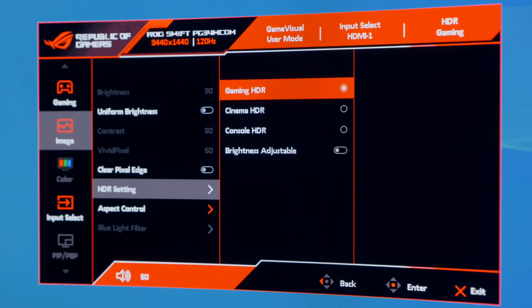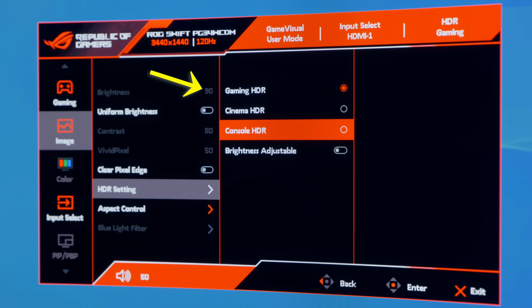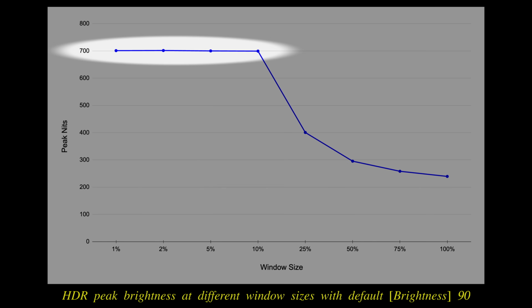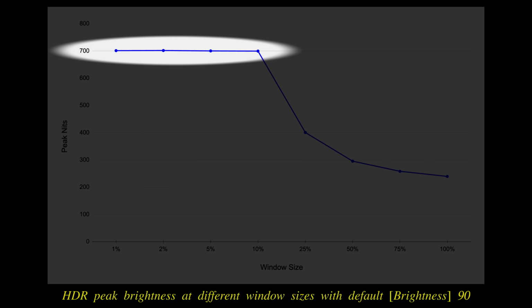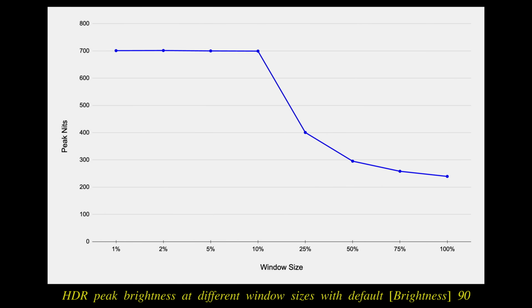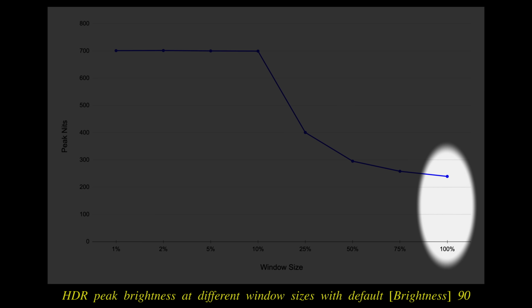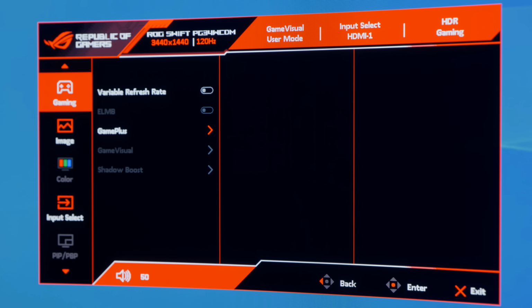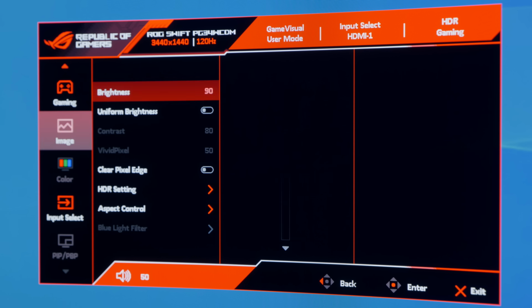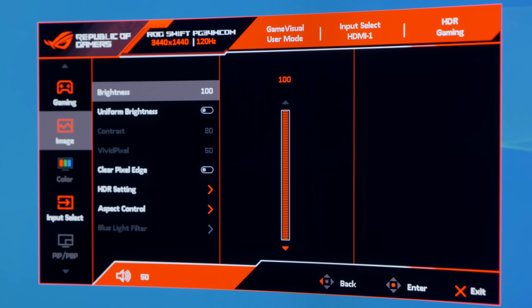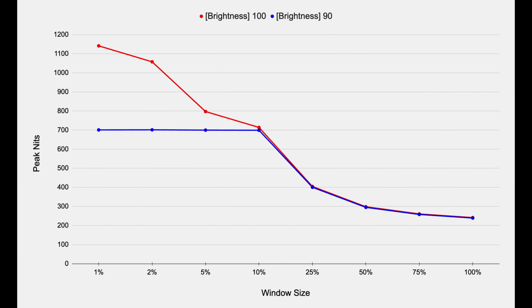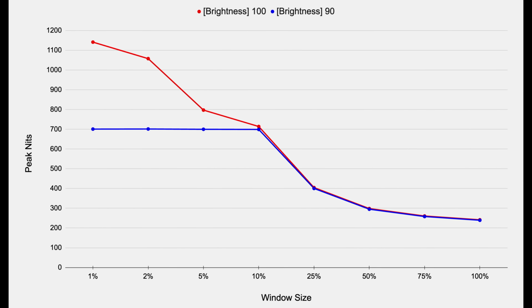Now, by default, the brightness value in all three HDR picture modes was locked to 90, yielding a consistent peak brightness of 700 nits up to 10% window size at D65 white point, whereas full field peak brightness was 240 nits on our review sample. After enabling the brightness adjustable option, you can increase the brightness setting to the maximum value of 100, which would increase peak brightness to beyond 1100 nits on small window sizes.